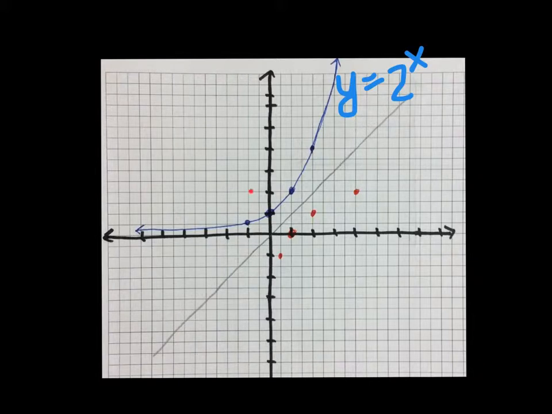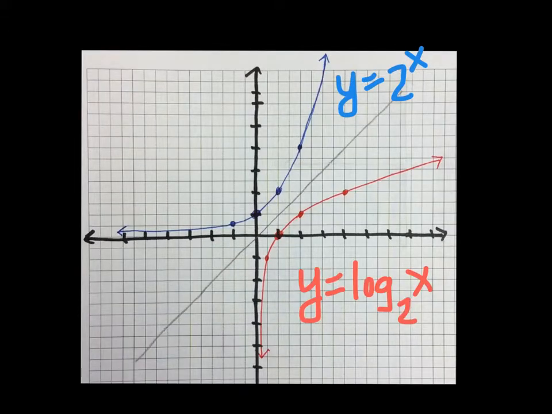So the point negative 1, 1/2 becomes 1/2, negative 1. The point 0, 1 becomes the point 1, 0. 1, 2 becomes 2, 1. And 2, 4 becomes 4, 2. When I connect my dots, I get the graph of the function y equals log base 2 of x.